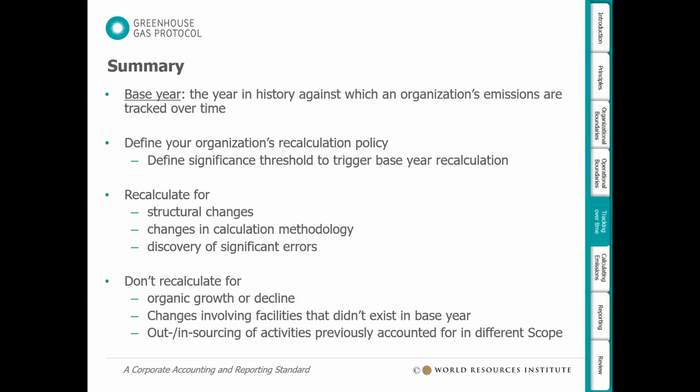At the same time, it's important to be mindful of things that do not trigger recalculation of the base year inventory, and those are organic growth or decline, changes involving facilities that didn't exist in the base year, because otherwise recalculation wouldn't be possible. And also insourcing or outsourcing of activities that were previously accounted for under a different scope. Okay. It's important to know then the factors that do and do not trigger recalculation.